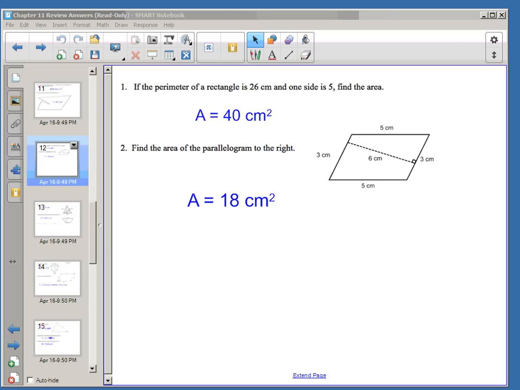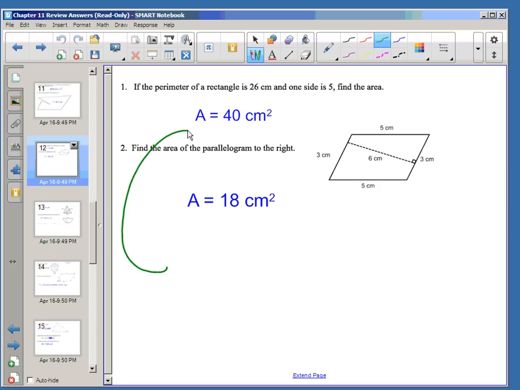All right, I'm going to run through the second review packet really quickly today because I kind of want to get it done with, but I want you guys to be prepared for your test tomorrow. So we're going to start with the simple ones, 1 and 2. It says if the perimeter of a rectangle is 26 centimeters and one side is 5, find the area.